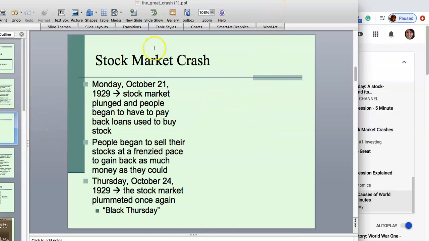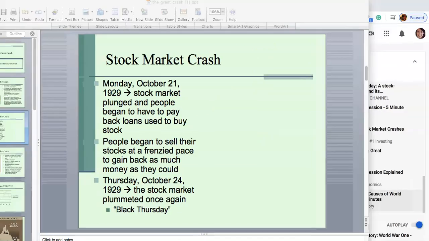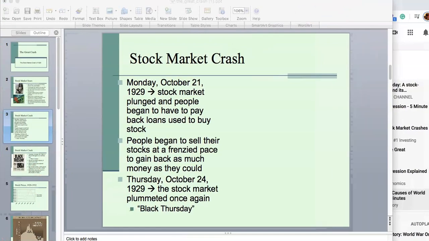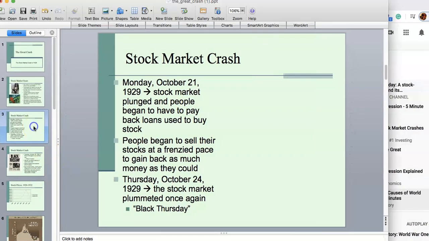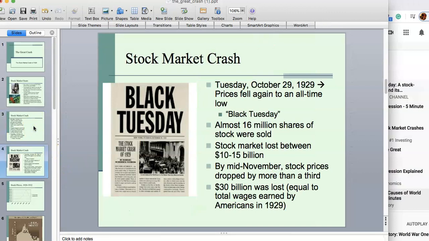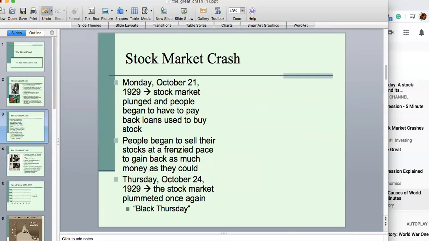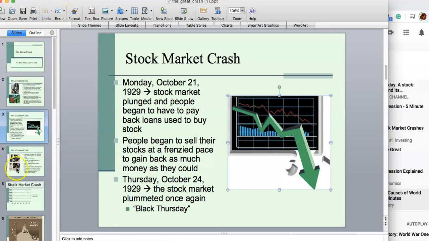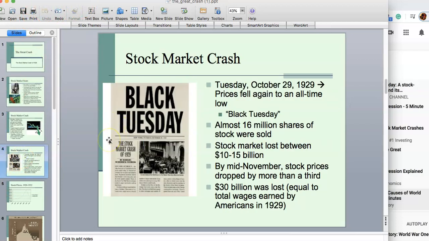All right, I want to continue on. So Thursday, stock market takes another plunge. That's now going to lead us to Tuesday. Hold on, let me go back here real quick and put my picture back on it. There we go. That leads us to Tuesday, what becomes known as Black Tuesday. And that is honestly where the stock market just completely, utterly bottoms out.